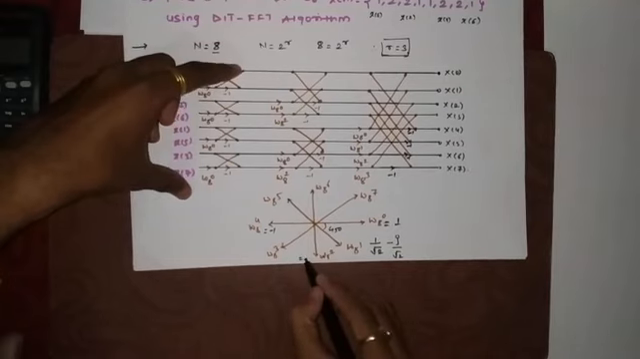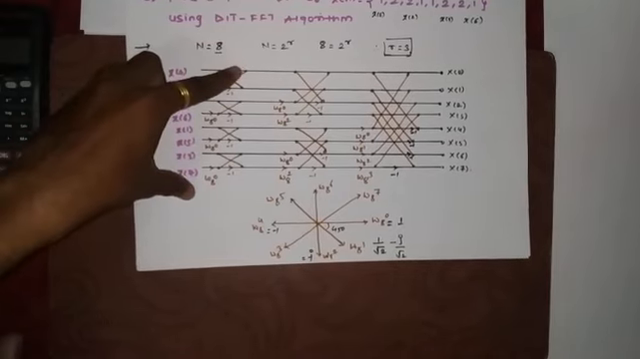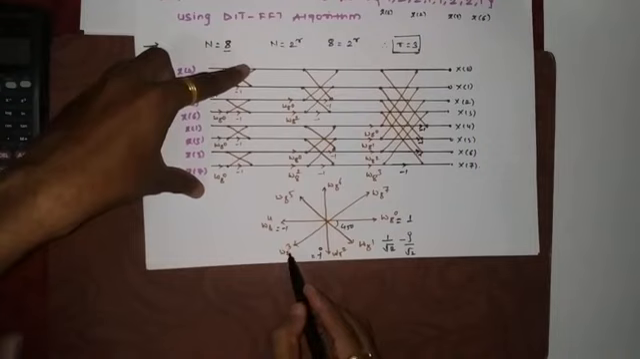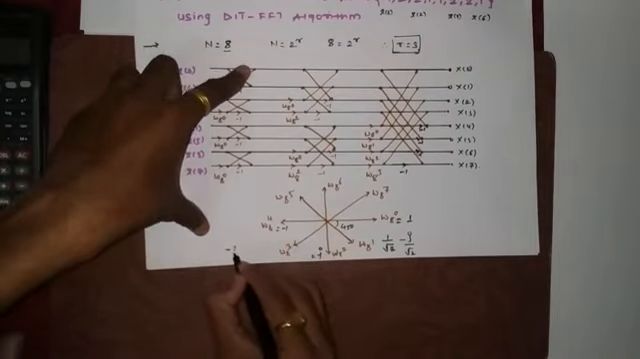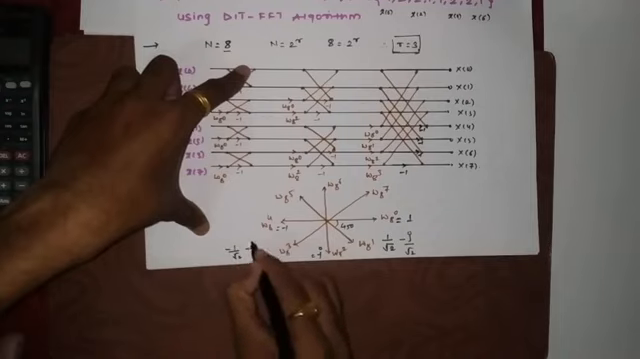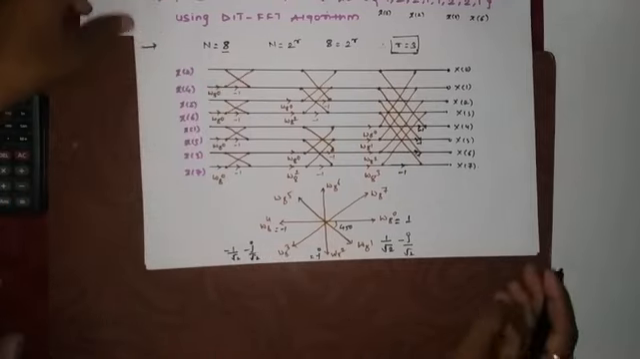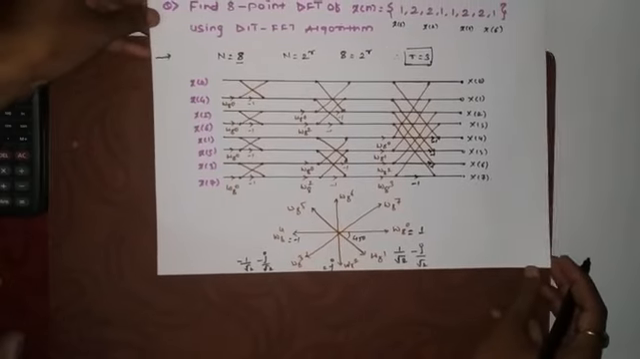Omega 8 square is on the imaginary axis as minus j. Now omega 8 raised to 3 is in between negative imaginary and negative real axis. So this is minus 1 by root 2 minus j by root 2. Both the values are going to be negative.